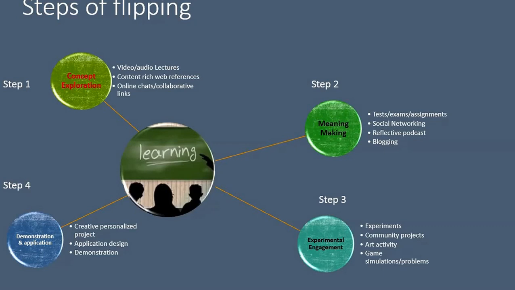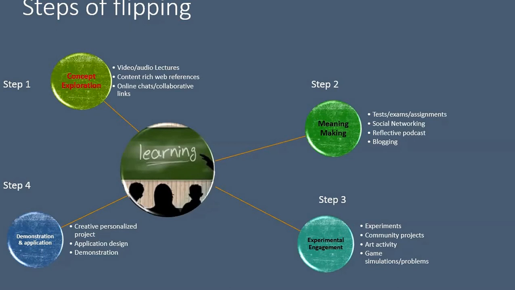Second step is meaning making, in which we need to make sure whatever the concepts explored are known to them. So for that we will be having tests, exams and assignments. Some social networking we may do, we may ask questions through WhatsApp and get the answers immediately, or sometimes the students will record their sound and post it to the podcast, or they will write in the form of blogs, or you may be using blogs for creating the meaning making. So there are many alternatives we can use for making meaning of what they explored.